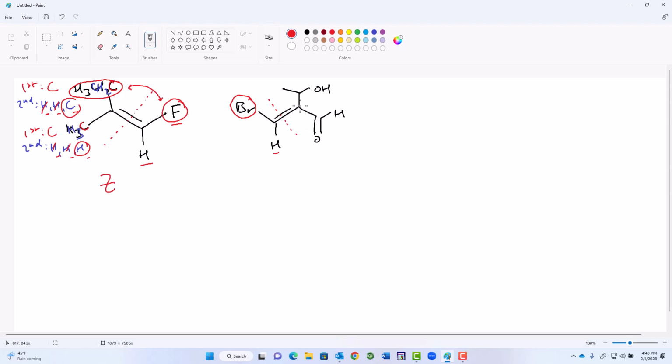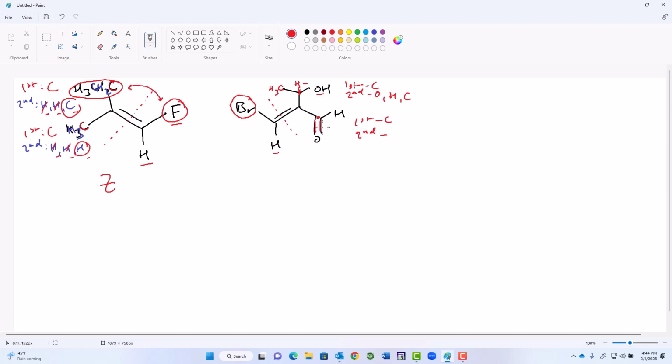On this side, we go one out. We see we have a carbon and a carbon. So the first one is going to be carbon, so we can't compare there, so we have to go one further out. Remember that there is an H here. So we have an O, an H, and another C. So our second degree out is going to be OHC.